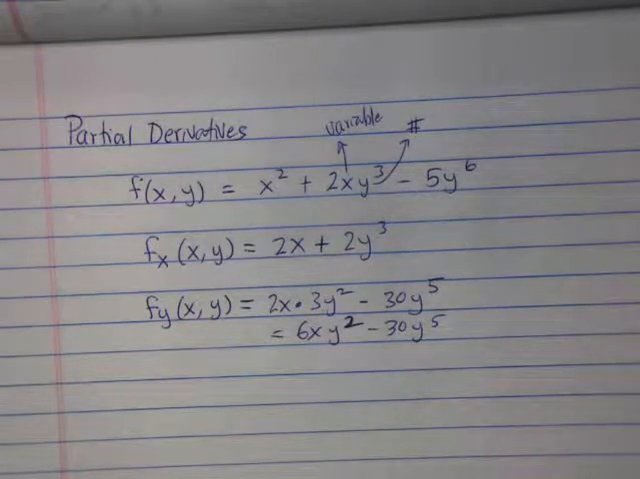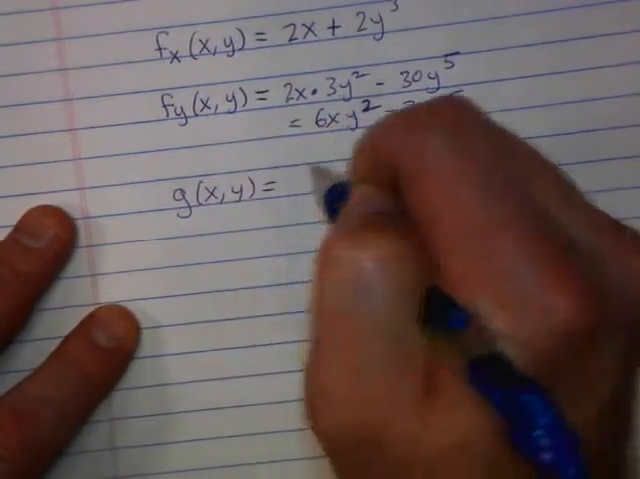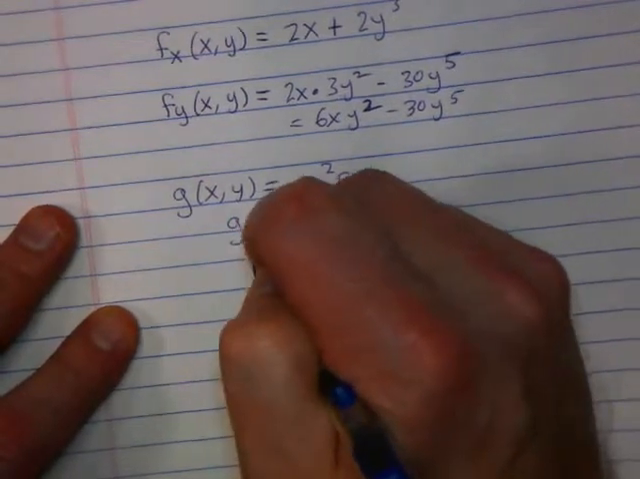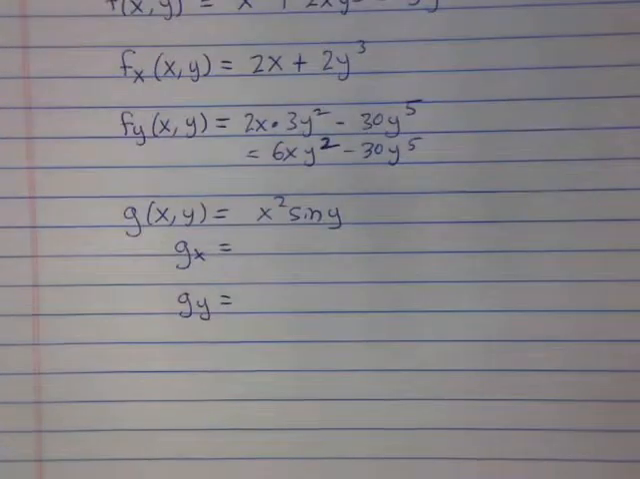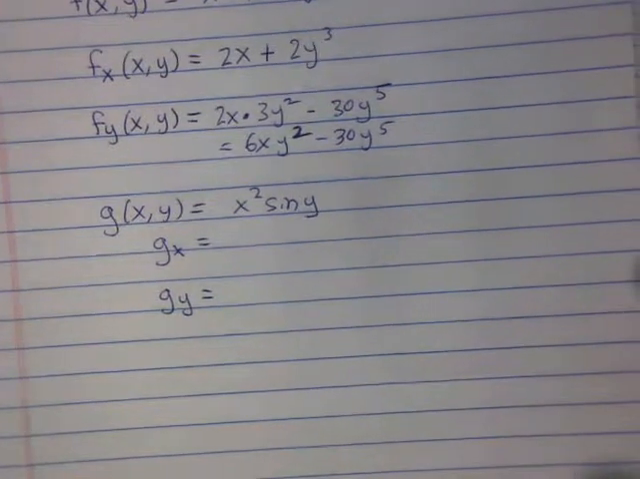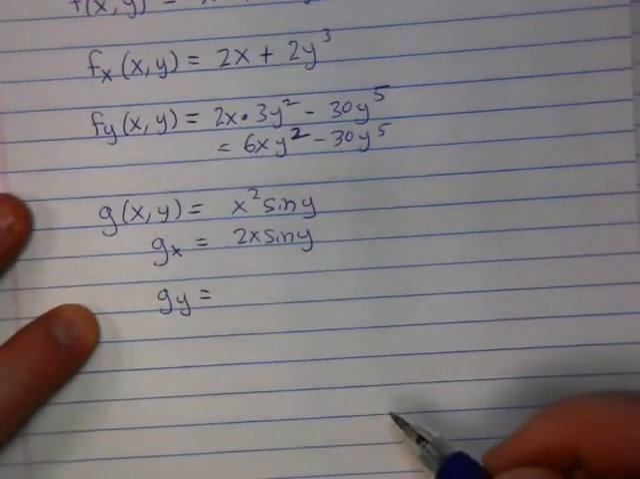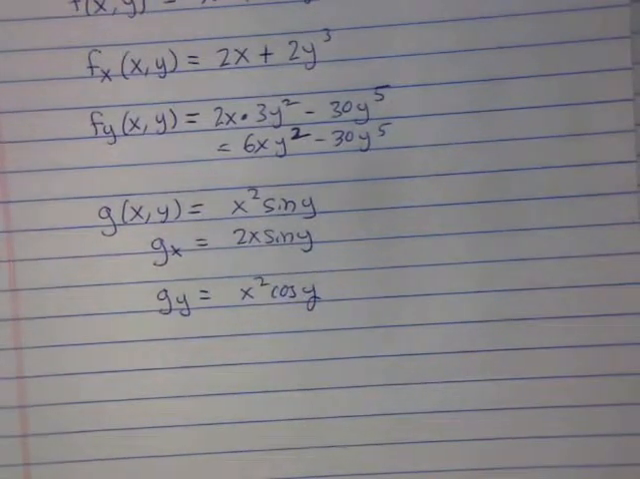Okay. Now, are we allowed to just write it as f sub x and f sub y? Yes, quite often if we have, like, g of x, y is, oh, I don't know, x squared sine y, we just write g sub x and g sub y, like so. And we'll use those symbols too. What's g sub x? 2x sine y. And what's g sub y? x squared cosine y.